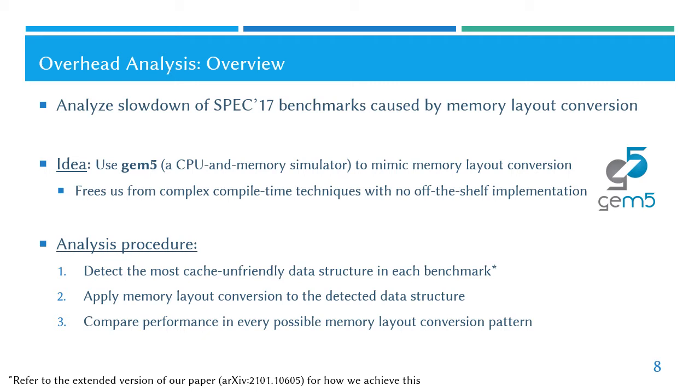First, we detect the most cache-unfriendly data structure in each benchmark. Second, we apply memory layout conversion to the detected data structure because approximate memory is the most useful when applied to data that incurs a lot of cache misses. And third, we compare performance in every possible memory layout conversion pattern. Please refer to the extended version of our paper on arXiv for the first part.